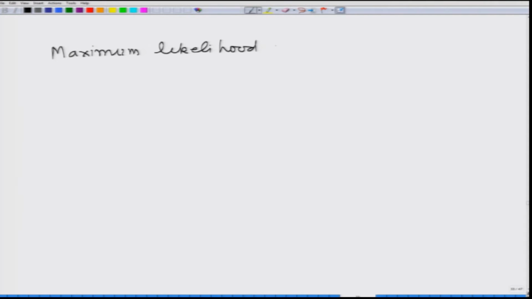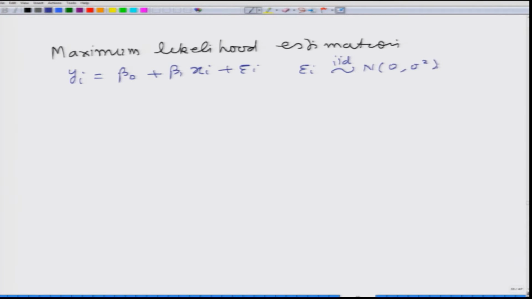Maximum likelihood estimation of parameters. You may kindly recall that we had considered the model y i is equal to beta 0 plus beta 1 x i plus epsilon i, and we had assumed that epsilon i's are all IID, identically and independently distributed, following a normal distribution with mean 0 and variance sigma square.